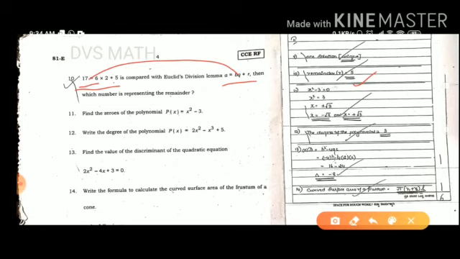Find the zeros of the polynomial p of x is equal to x square minus 3. Zeros of the polynomial, so just equate that to 0. So x square minus 3 equals 0, x square equals 3, x is equal to plus or minus square root of 3.